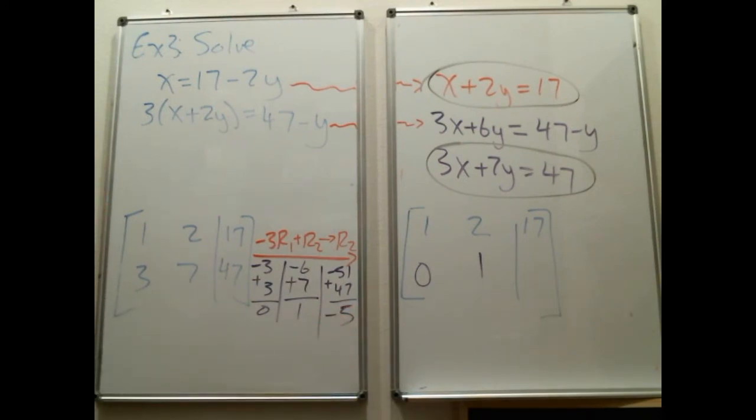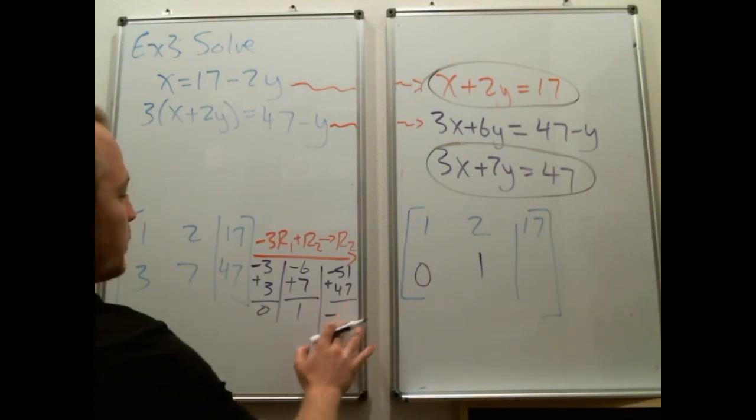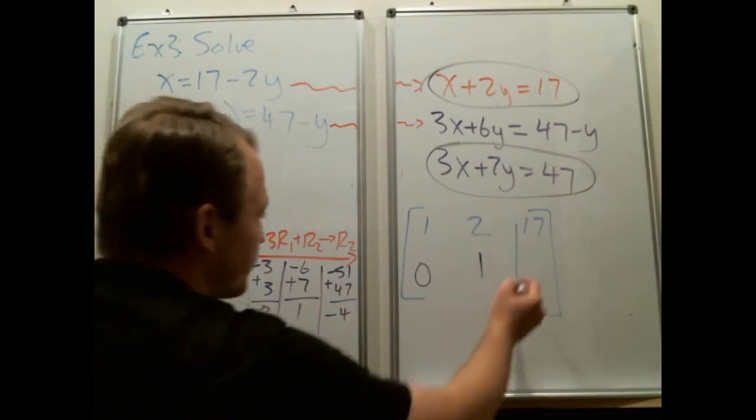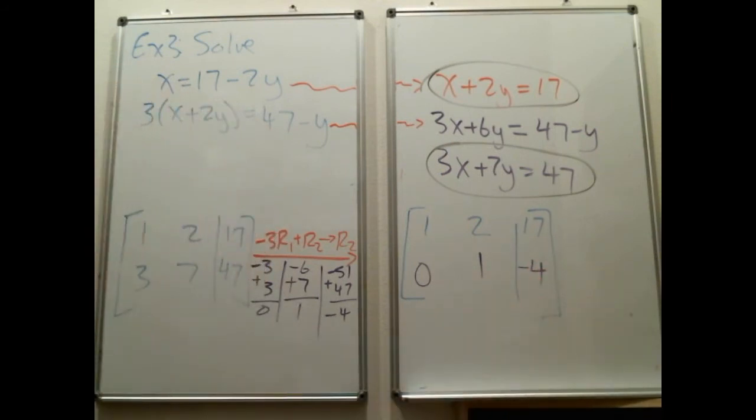Did I do that right? I think I messed up. Yeah, because that's not 5, it's 4. Negative 4. That's what I need y'all here for.